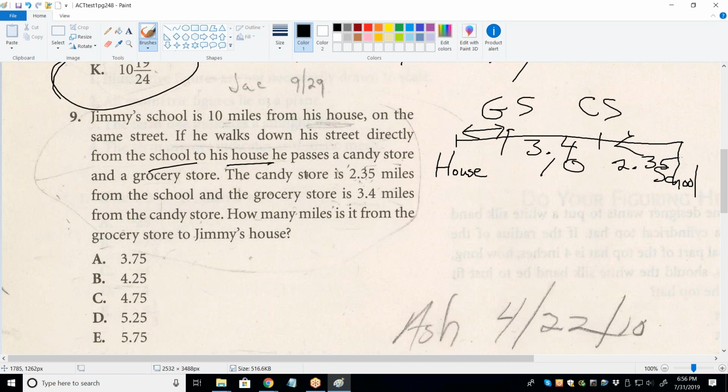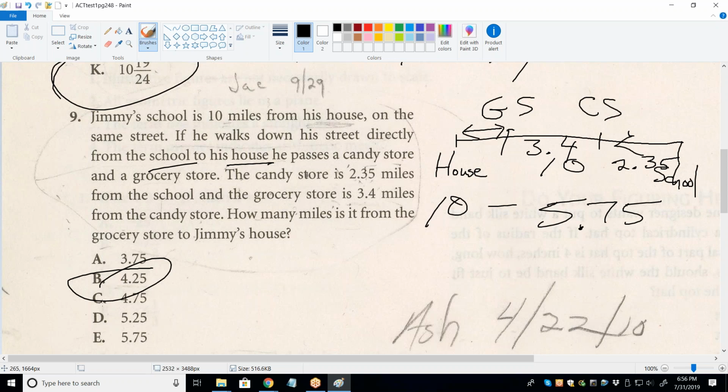You're doing it right. Add the grocery store to the candy store distance. What do you get? Do it on your calculator. Okay. Now it's 10 miles in total. You're going to subtract that distance from 10. There you go.